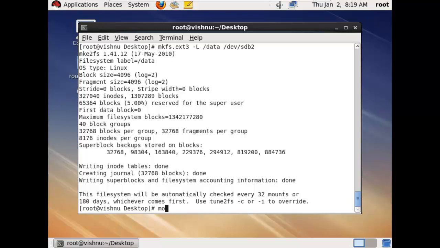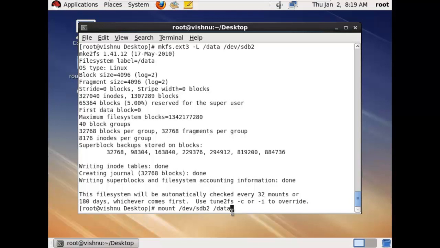Now guys, we will mount it on the specific folder that we have created earlier with the help of mount /dev/sdb2 /data. So guys, actually this is the name of the volume that we are going to mount, and this is the name of the folder in which we are mounting this SDB2. So guys, what is mainly the meaning of this mount? We are mounting this SDB2 in the data folder.